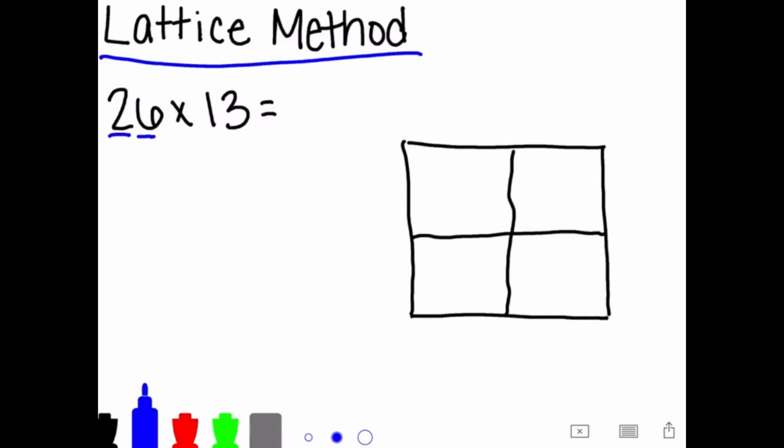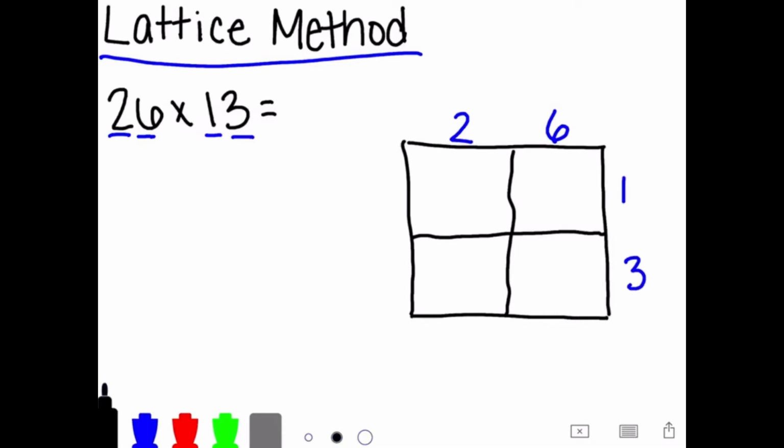So I'm going to start with the top for 26. I'll put a 2 above this box and a 6 above this box. So if you read it across the top, you can still see the number 26. Then for 13, we'll break it up to 1 and 3, and we are going to put those down the right side. 1, 3. So if you read it down, it says 13.